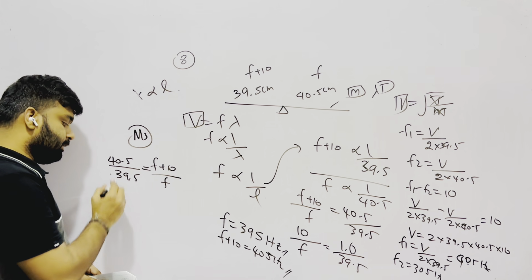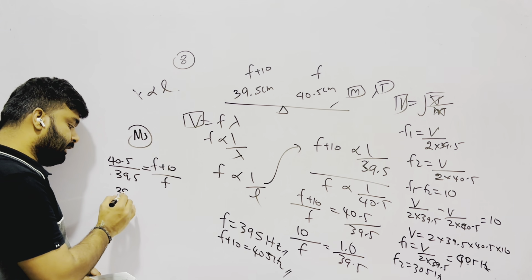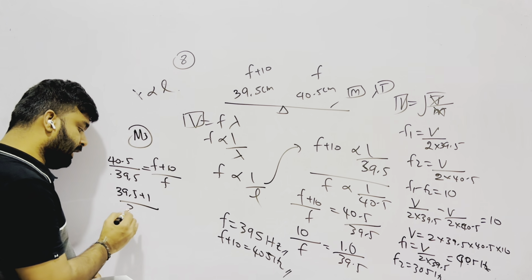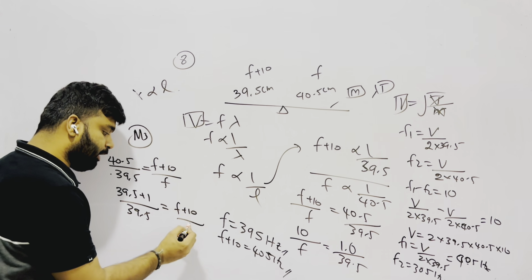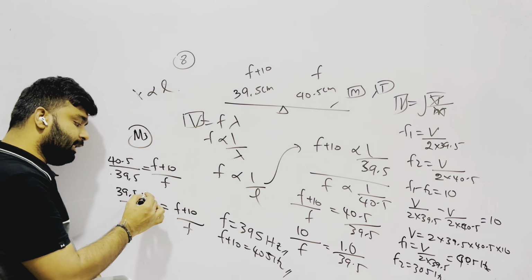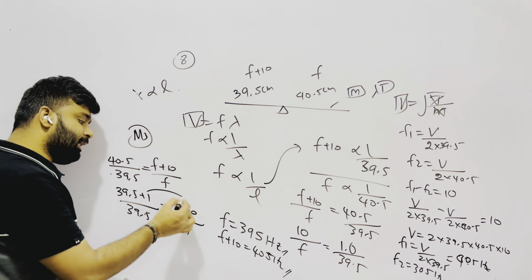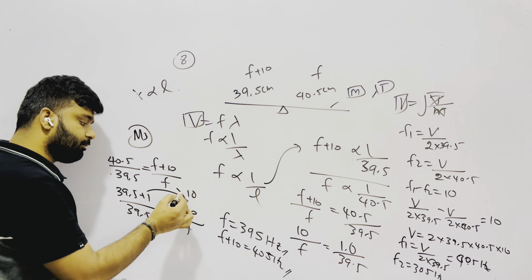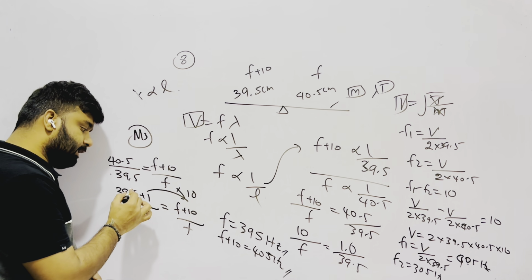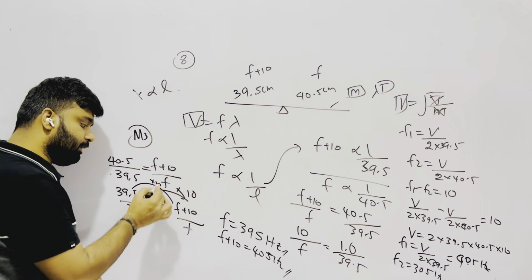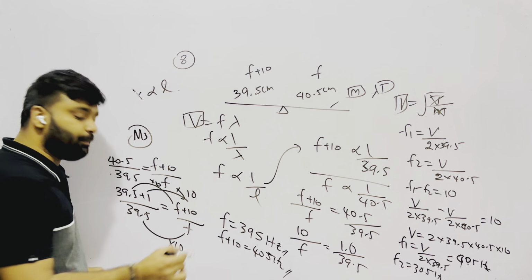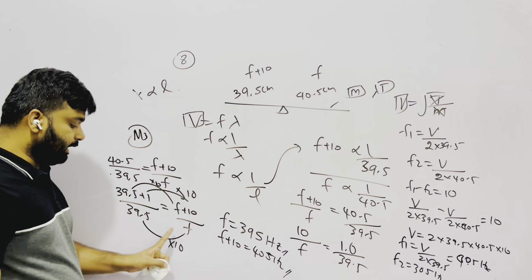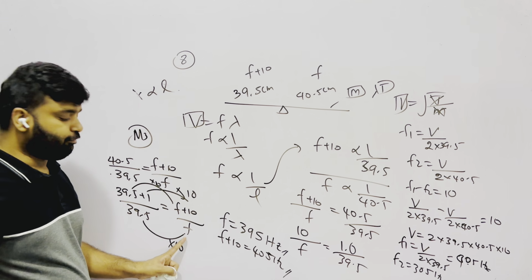You can write this as 39.5 plus 1 over 39.5 is equal to F plus 10 over F. Here, the 1 is multiplied by 10. Therefore, this should also be multiplied by 10 to maintain the same factor. This denominator should also be multiplied by 10. Therefore, F should be 395.